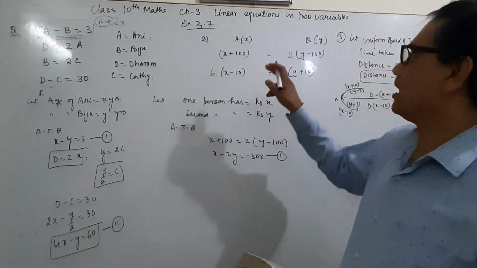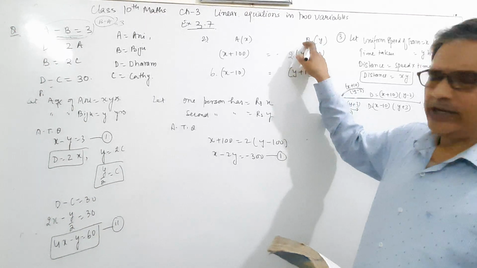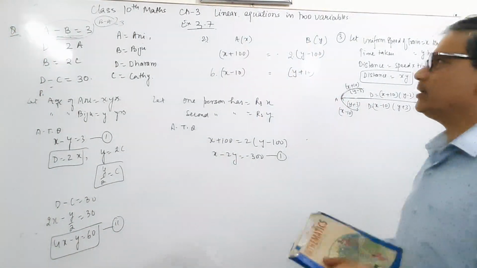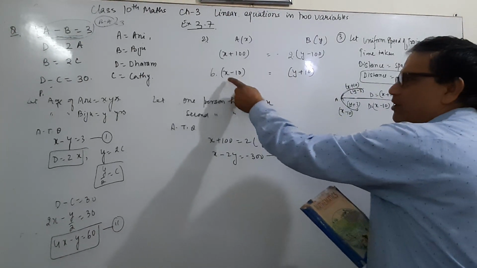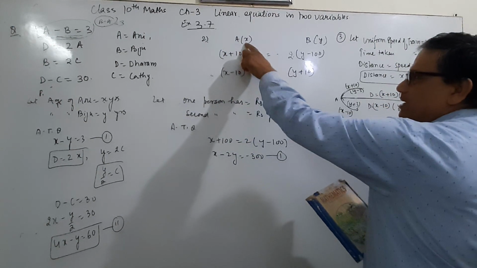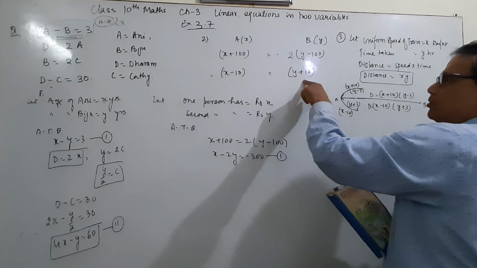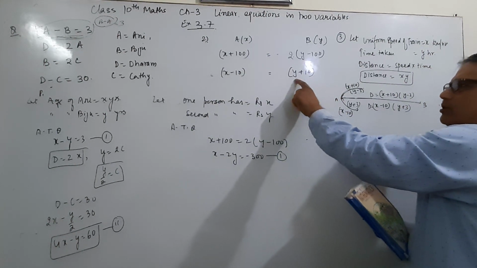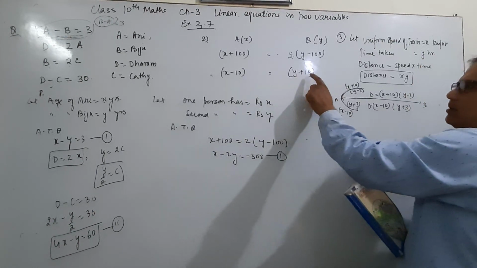And now B replied for this. If you give me 10 rupees, B is asking 10 rupees from A. So B will receive 10 rupees from A, which means A will lose 10 rupees. He has X rupees, loses 10, so X minus 10. And this 10 goes to B, who gets 10 rupees more: Y plus 10.